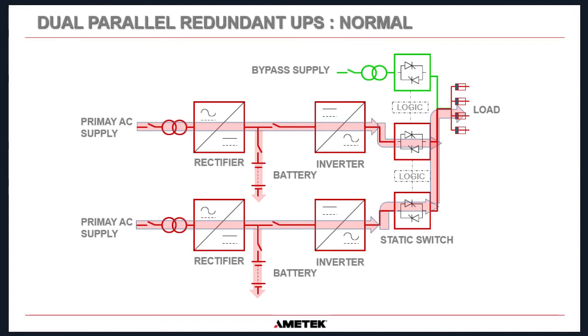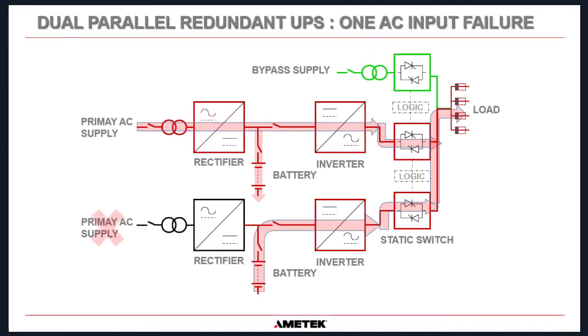Well, what happens if the primary AC supply fails for one of those UPSs that are connected in parallel? It operates as a single UPS. Basically, this bottom UPS here will go onto battery, because remember, the inverter doesn't care where the DC comes from. So what will happen is the top UPS here will carry on going regardless. This bottom UPS will go on to battery operation.